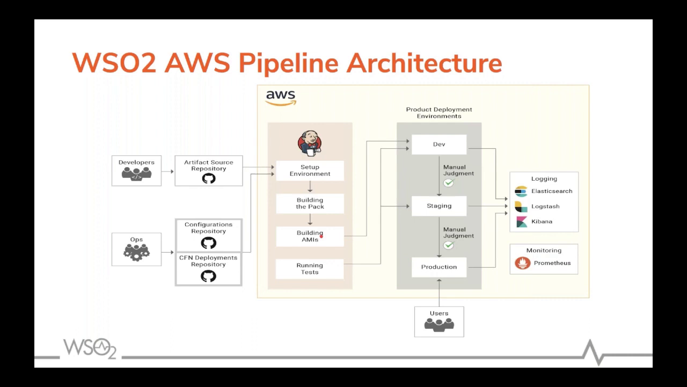Once the Amazon machine image is created, deployment into the development environment will begin. Once the product is deployed into the development environment, test suites that are specified in the artifact source repository will run on the development environment. If these test suites are successfully passed, the pipeline will progress into a manual judgment phase.